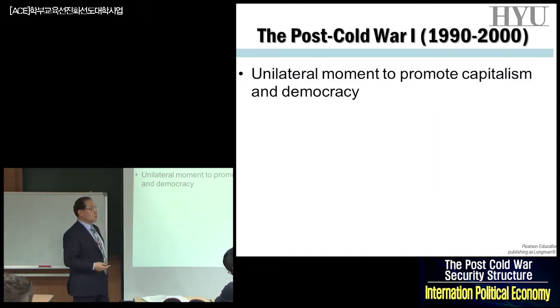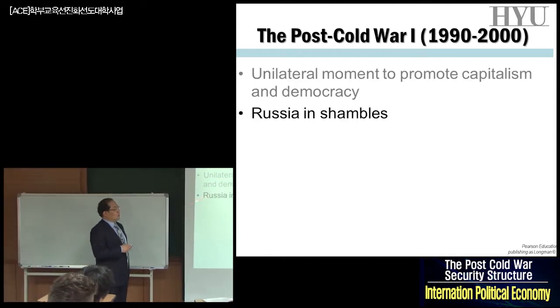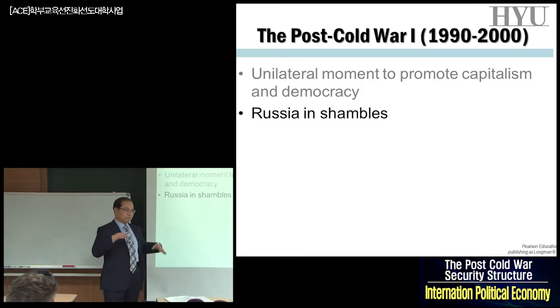Clinton policy, Clintonian policy, was to promote multilateral cooperation. It's a big opportunity to promote US-style capitalism, market economy, and democracy. Like I said, Russia is in shambles, right? Russia went through the 1990s. It was a very difficult time for Russia in terms of political reform, economic and ethnic issues. The whole country, the whole region in Russia was very chaotic.